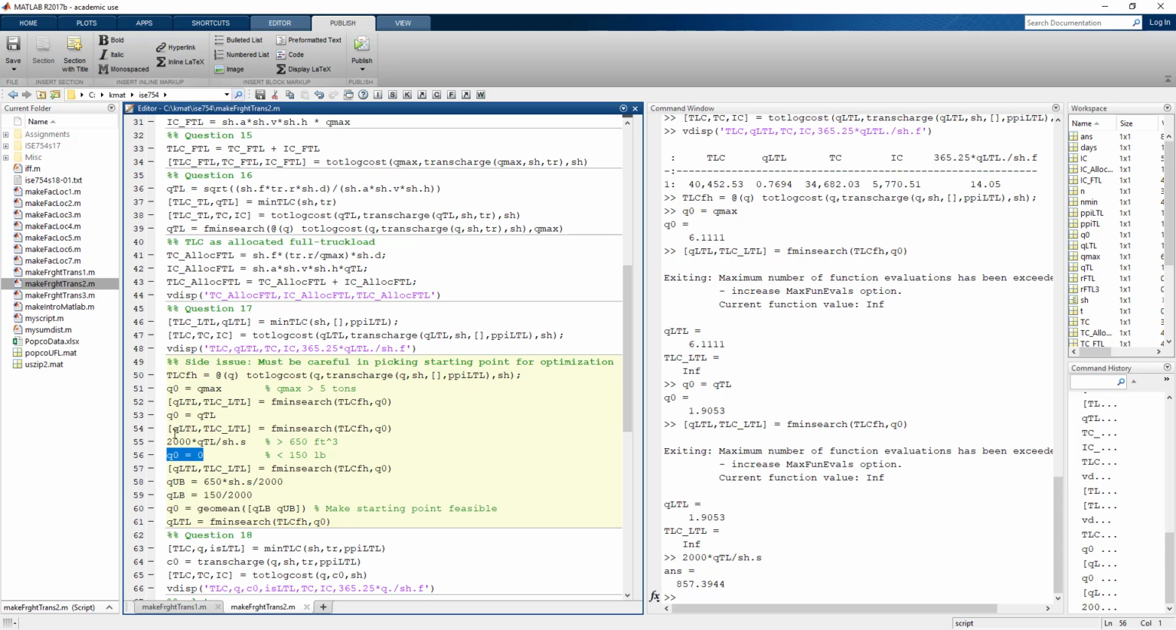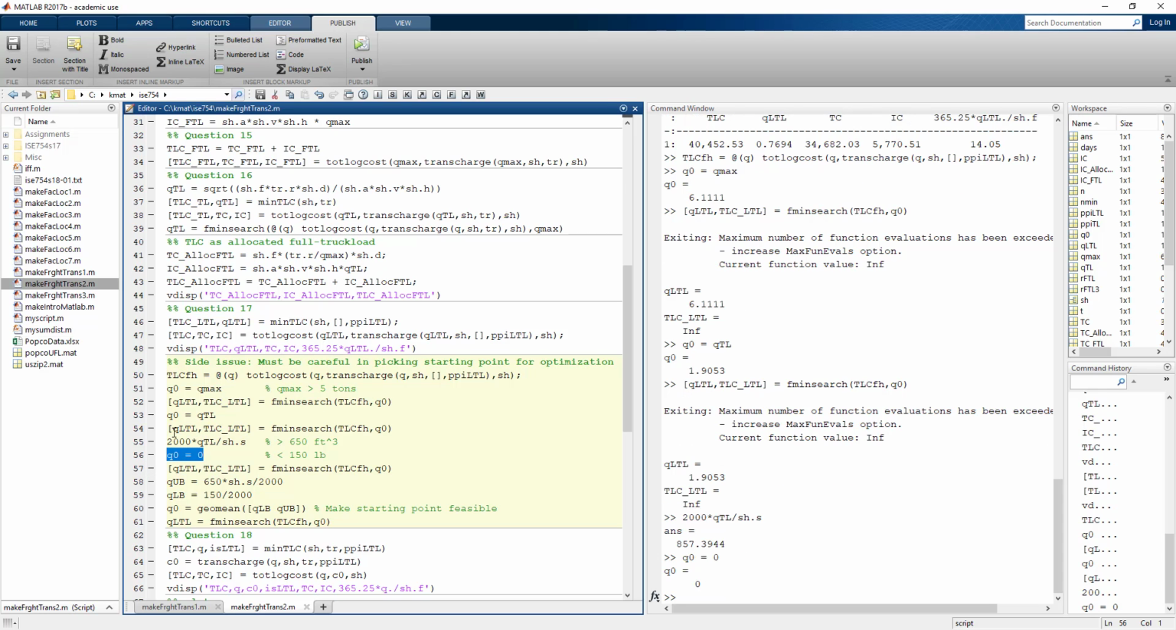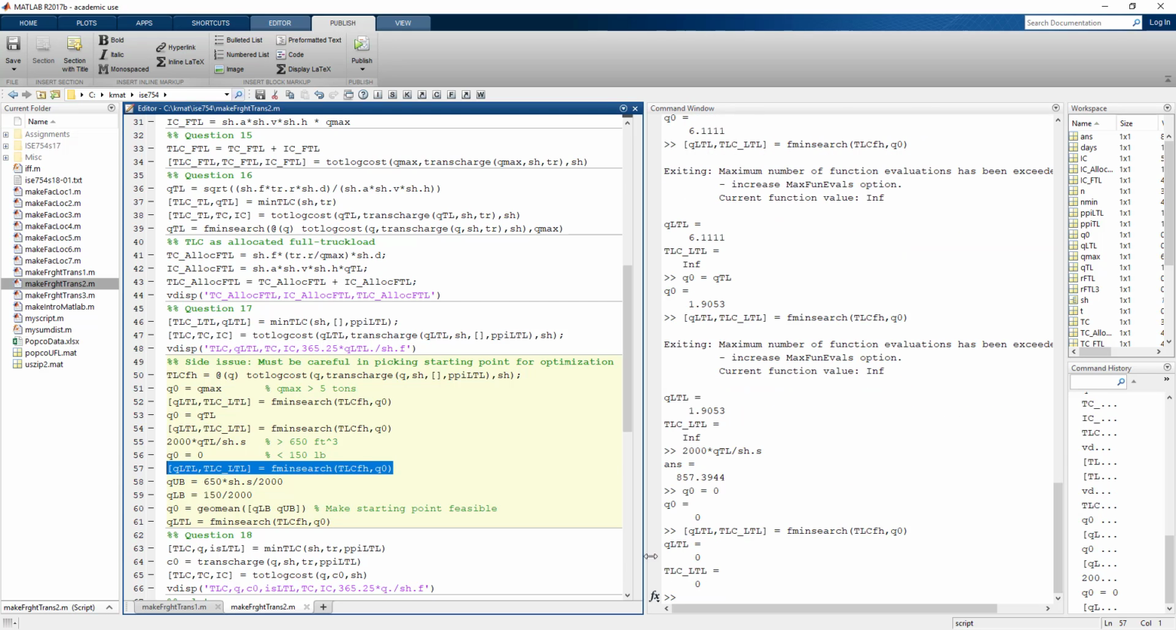Another example: if we set our starting point at 0 and then solve, here we get a result, but the result is just equal to 0. The reason is that the size of the shipment, 0, is less than the minimum size of 150 pounds. And again, the reason is the same: there was no data for LTL shipments for shipping anything less than 150.